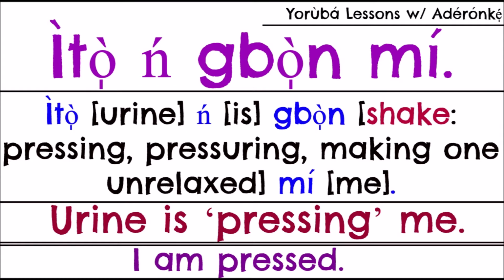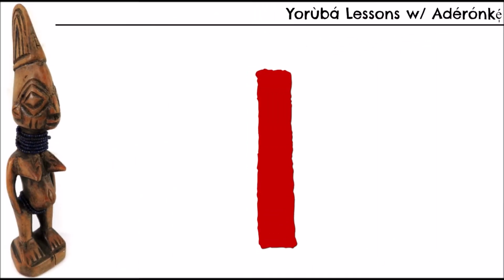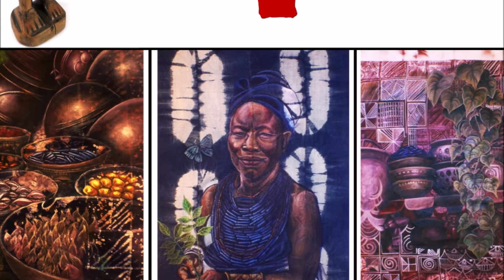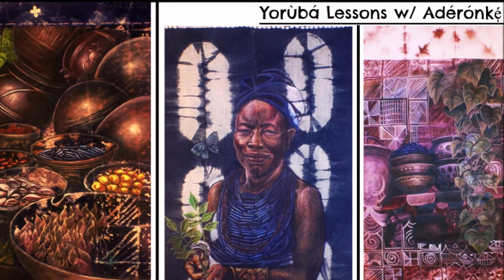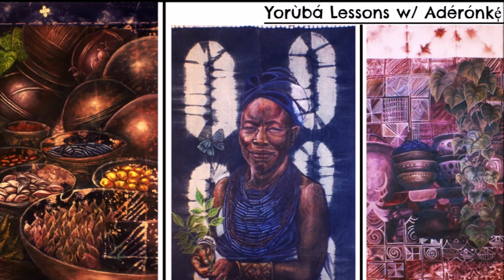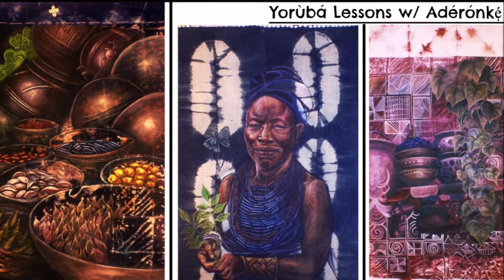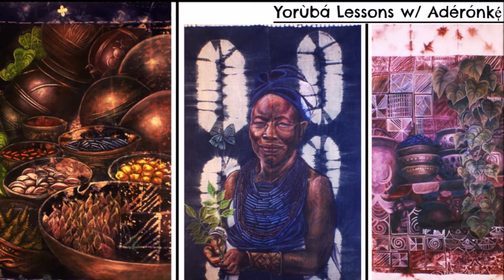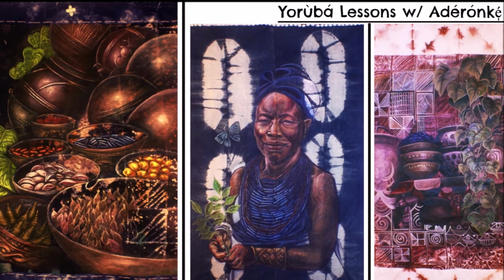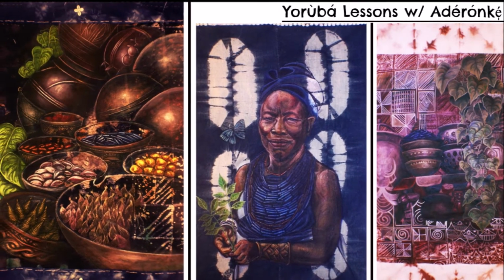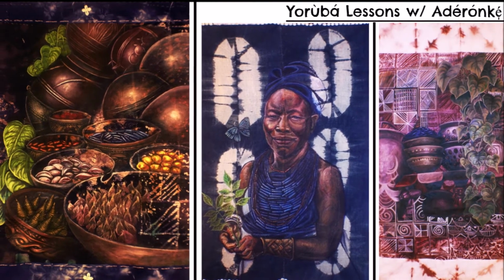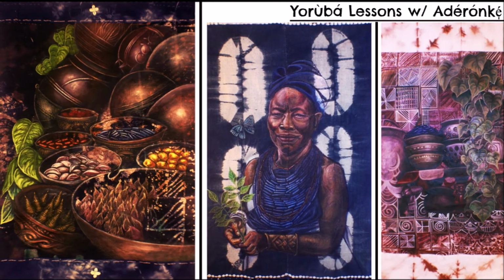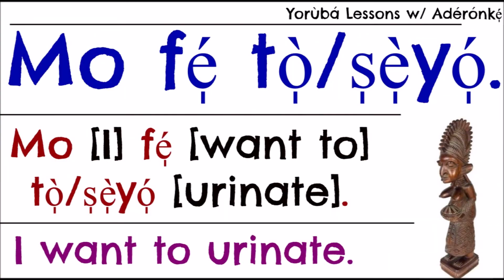So I'm going to move on quickly and go into the verbs. So I'm going to start with I. The first example sentence that I have is, I want to urinate. You know, when you have to say, I want to urinate, how do you say that? The way that I said it earlier, itongbomi, is one way. However, you can say it a different way. Urine is making you want to pee. And then if you want to say, I want to pee, I want to urinate, you'd say, mofeto.